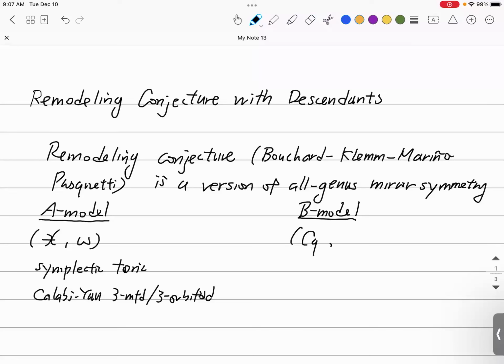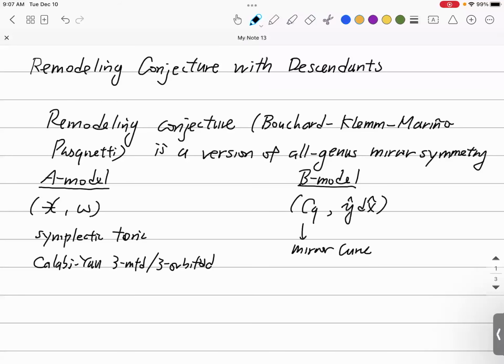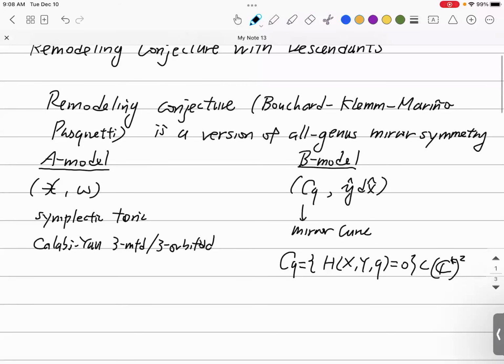So this is the mirror curve C_Q. It's determined by the original Calabi-Yau three manifold or three orbifold. It is an affine curve in C star squared, depending on some complex parameters. P is the number of the extended Kähler parameters of the original toric Calabi-Yau threefold.